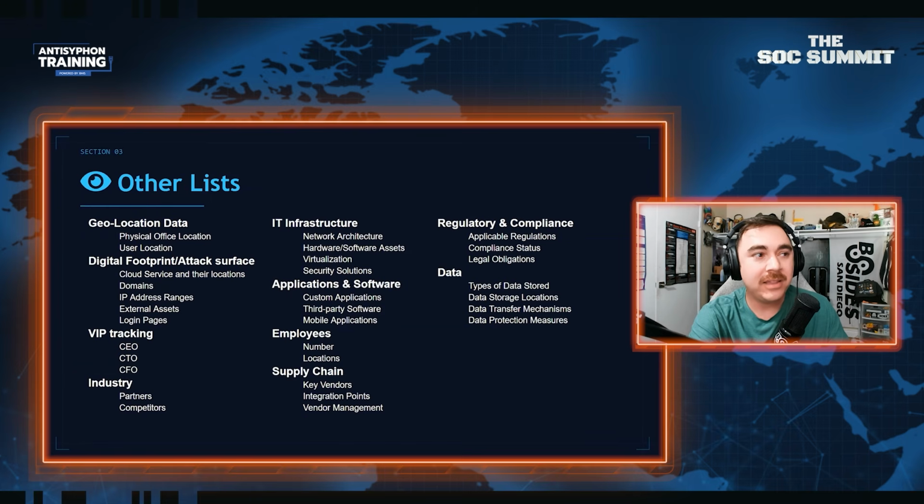So some other lists that I would expect you to see and possibly get, this is actually pulled straight from my CTI 101 class. So geolocation data, digital footprints, VIP tracking, industry partners, supply chains, employees, applications, right? All this type of data, if you can make these lists and build out different AI bots surrounding these lists to give them context, it's going to help you a lot.